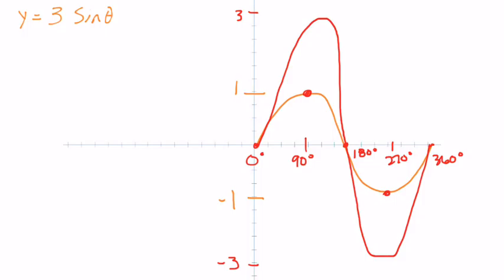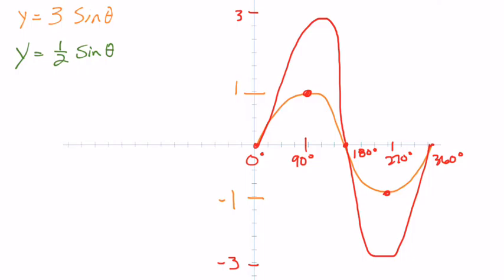And notice how the 0 stayed at 0. And notice how the graph doesn't get wider. It's still from 0 to 360. Okay? So let me draw another graph on top of here. So that would be 3. Let's say I did y equals 1/2 sine of theta. Okay?